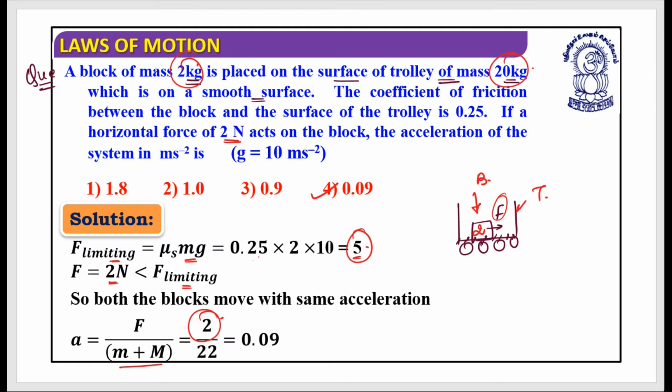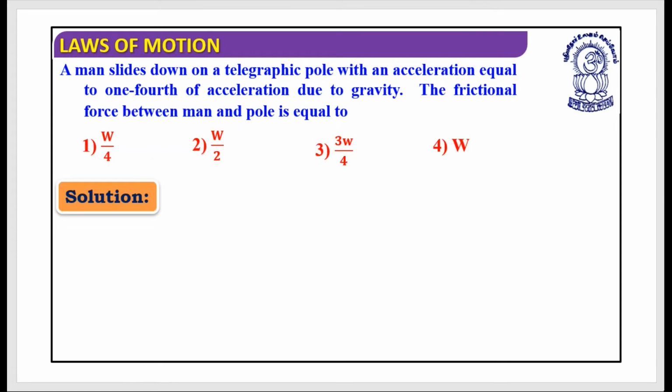So you always need to check whether there is a relative acceleration in the system or not. If not, then both the block and the trolley, both the masses, will move with the same acceleration. I hope this is clear. Great. Let's work on the next question.